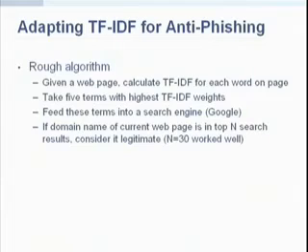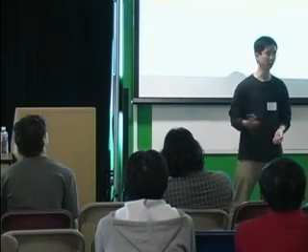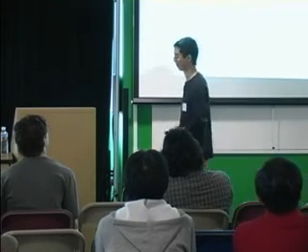So here's the rough algorithm for how it works. Given a current web page, calculate the TF-IDF for each word on the page, take the 5 terms with the highest weights, feed those terms into a search engine, which currently we are using Google, and then if the domain name of the web page you're currently on is in the top N search results, then we consider it legitimate. We experimented with N as well. We discovered that after 30, it's pretty much the same results.